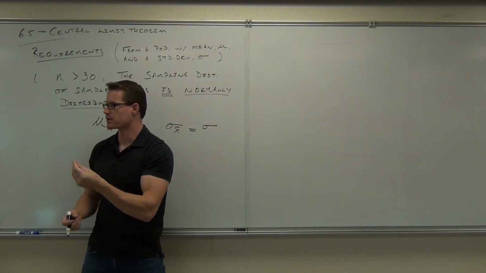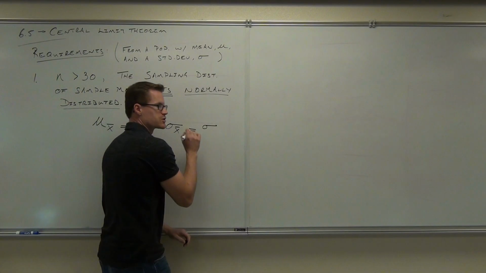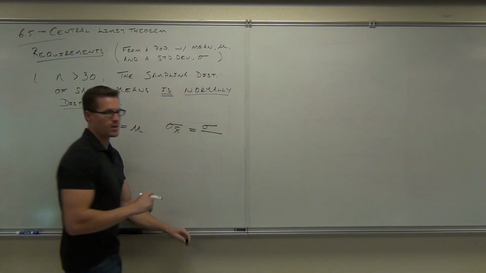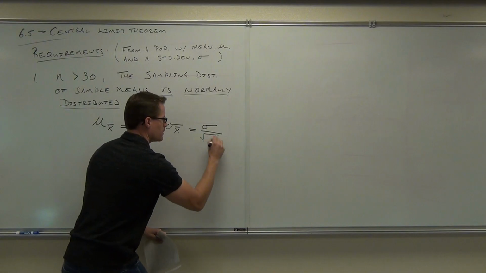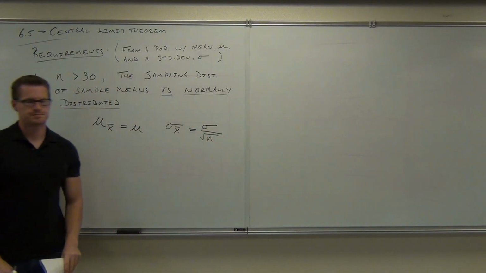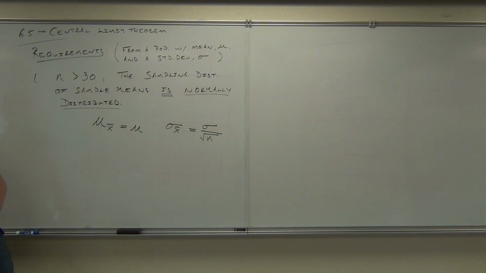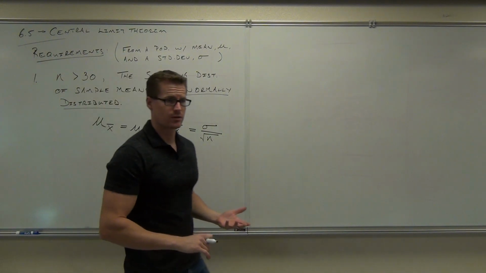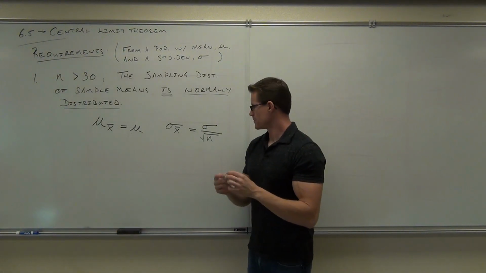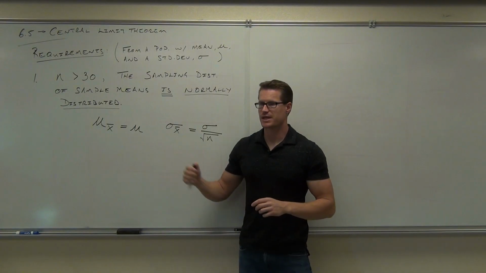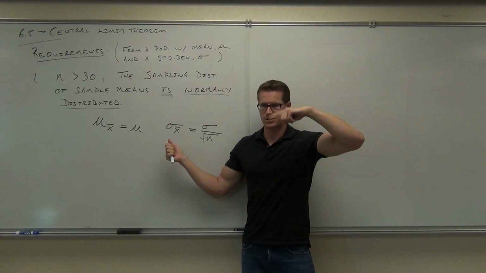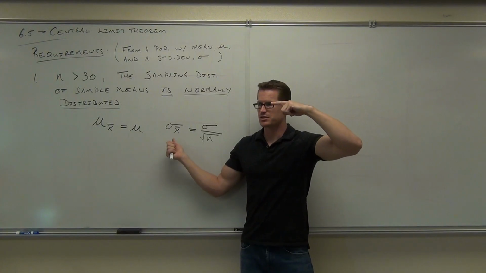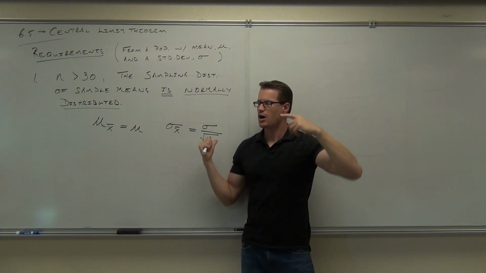It's going to be smaller. In fact, it's going to be the standard deviation of the class divided by the square root of your sample size. That's actually significantly smaller. What this says is that the standard deviation between your sample means is actually based on the size of the sample you take. Hope that makes sense.